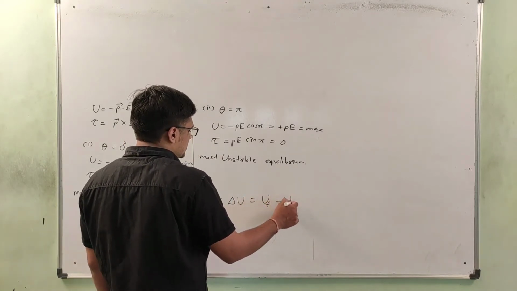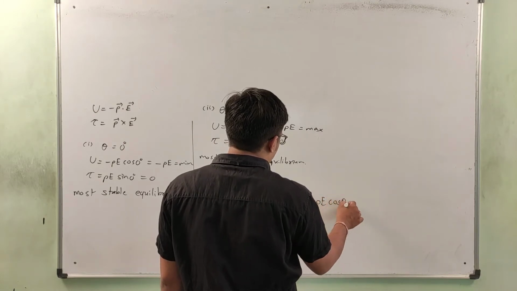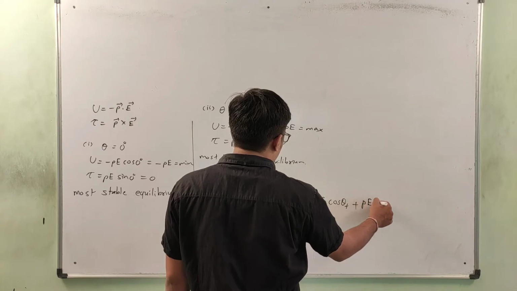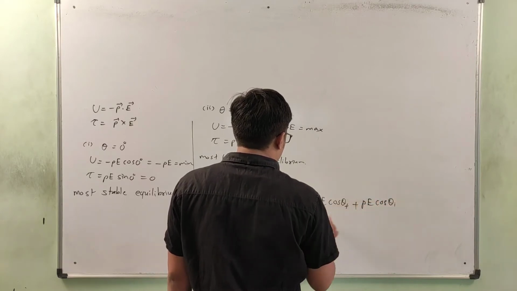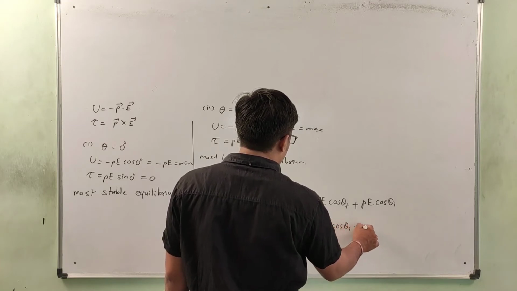Now work done in rotating a dipole is equal to the change in potential energy, that is final energy minus initial energy. So final energy is equal to minus PE cos theta f, and initial energy is equal to minus PE cos theta i, so minus minus plus PE cos theta i. Take this PE term common, then it becomes PE (cos theta i minus cos theta f).